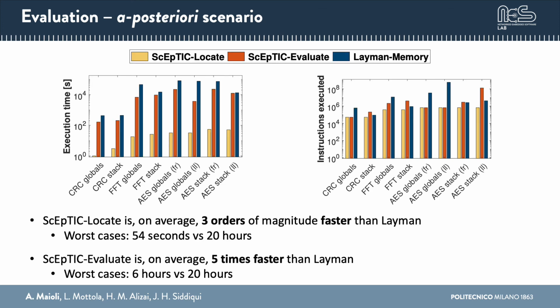In the a posteriori scenario, we have checkpoints placed inside the program, so we are able to execute layman analysis. Here, SHEPTIC locate is, on average, 3 orders of magnitude faster than layman. In the worst case, SHEPTIC locate takes up to 54 seconds, while layman takes up to 20 hours to complete an analysis. Regarding SHEPTIC evaluate, it is, on average, 5 times faster than layman, taking up to 6 hours to complete an analysis. We can also see that these results are reflected on the number of instructions executed.